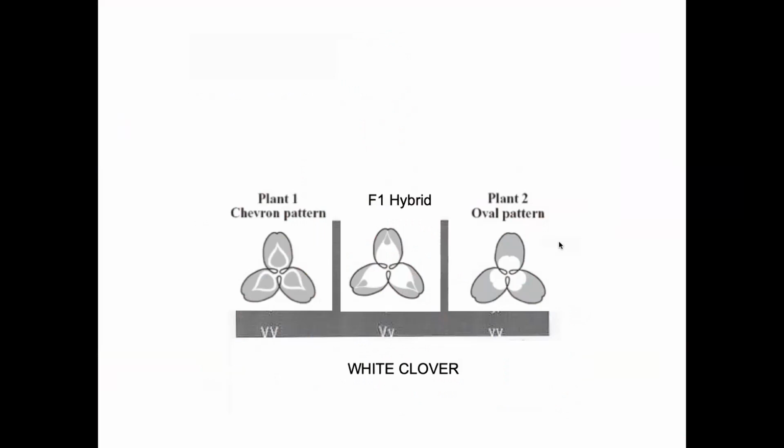Other investigators, researchers, biologists, were doing the same sort of genetic analysis with other organisms as well, and they identified additional allelic relationships that are non-Mendelian. So here's one example of a third type of allelic relationship. This is in white clover, generally considered a weed.